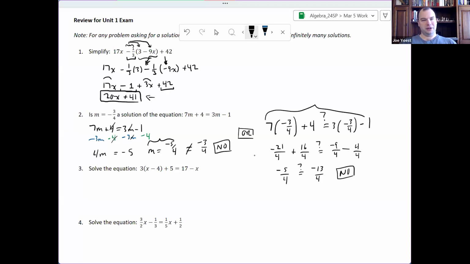We know that for a linear equation like this, it's either going to have no solution, one solution, or infinitely many solutions. This is the case where we have one solution and it's not negative 3/4.